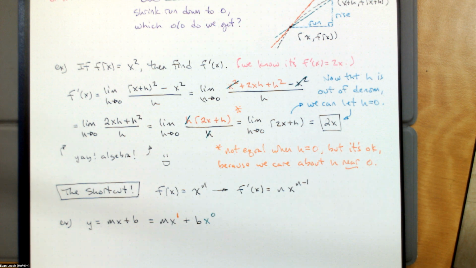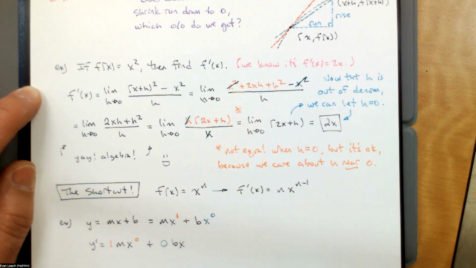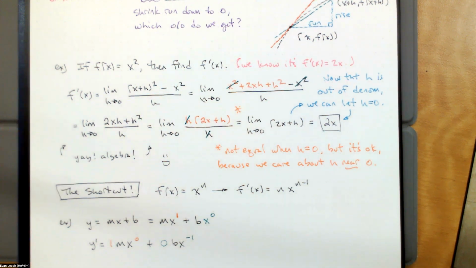So if y is mx to the first plus bx to the 0 power, we can write y prime is going to be 1 times mx to the 0 power plus 0 times bx to the 0 minus 1 power, and we just get m.